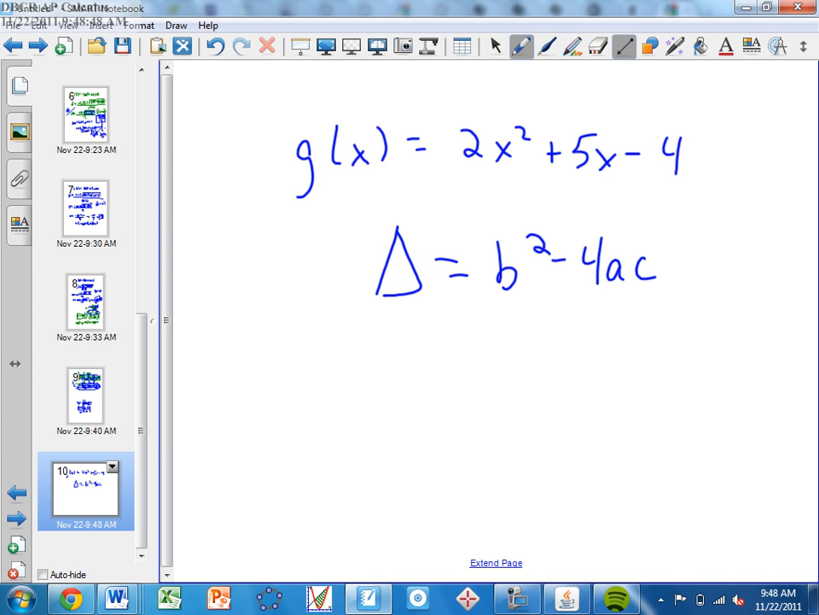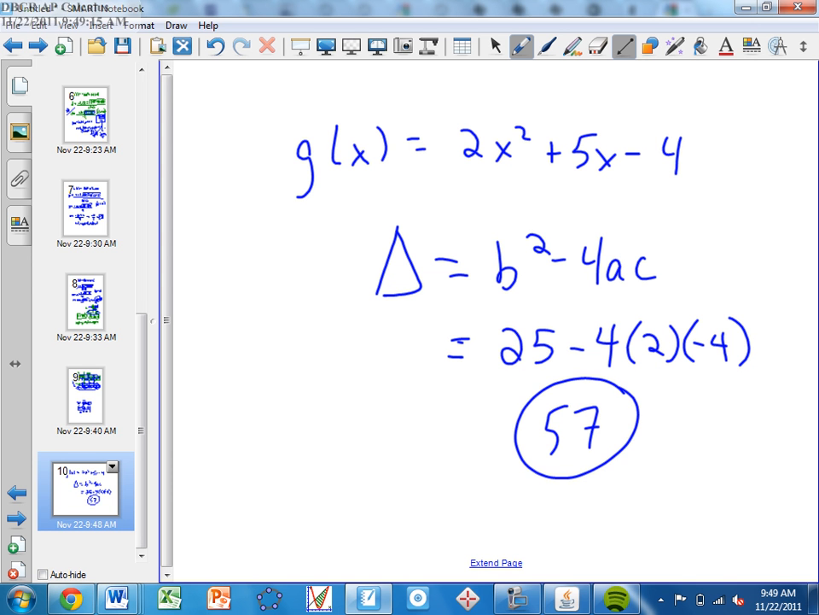Who can step me through this? What's b squared? 25. Minus? 2. -4. Okay. 25 plus 32. It's a plus, guys. This is a plus. Negative, negative makes it a positive. Now, if my discriminant or my delta value is 57, which category do I fall into?